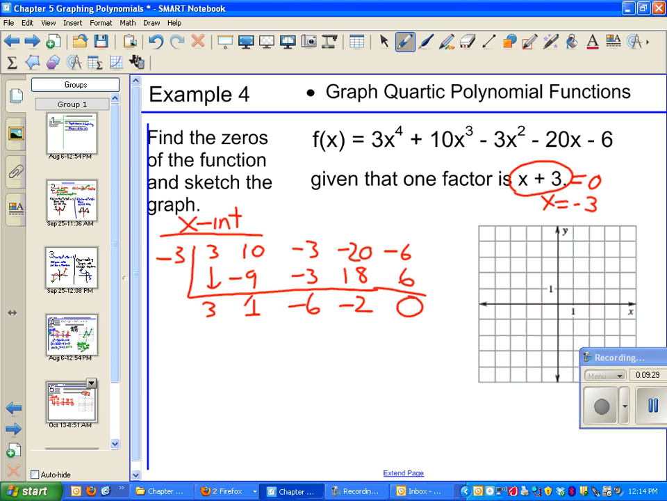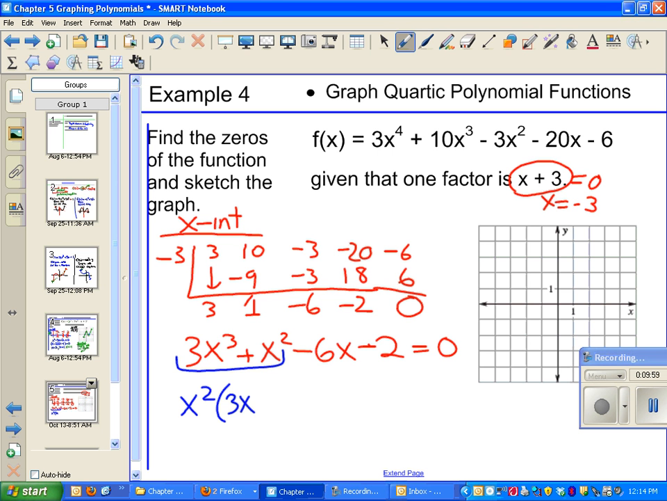All right, so I have 1 degree less, so this is going to be 3x cubed plus 1x squared minus 6x minus 2. So I have 4 terms, and I don't know any other factors, so I'm going to hope that it factors by grouping. So I'm going to split this up. I'm going to pull out what's common. So out of 3x cubed and x squared, x squared is common. And then inside we'll have 3x, since x squared times 3x is 3x cubed, and then plus 1. So x squared times 1 is x squared.